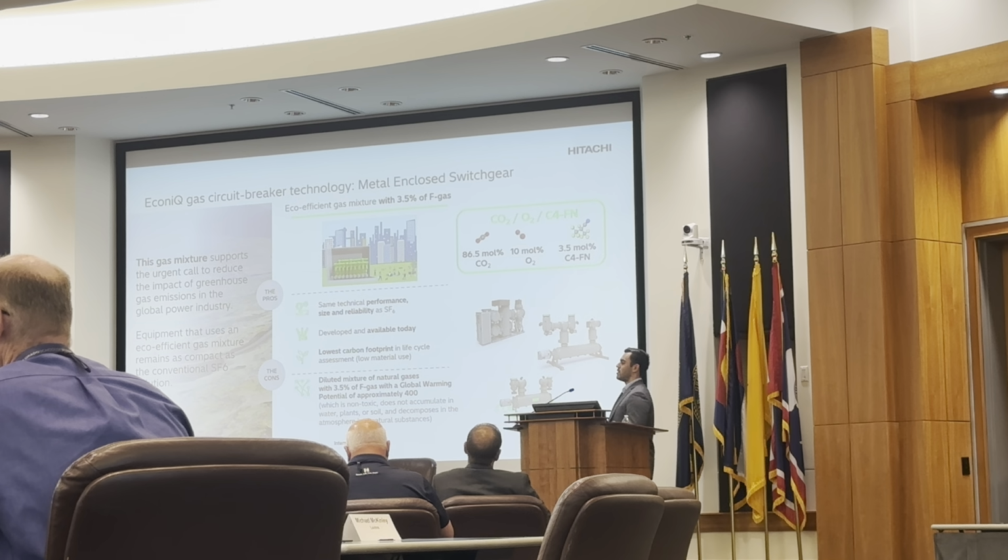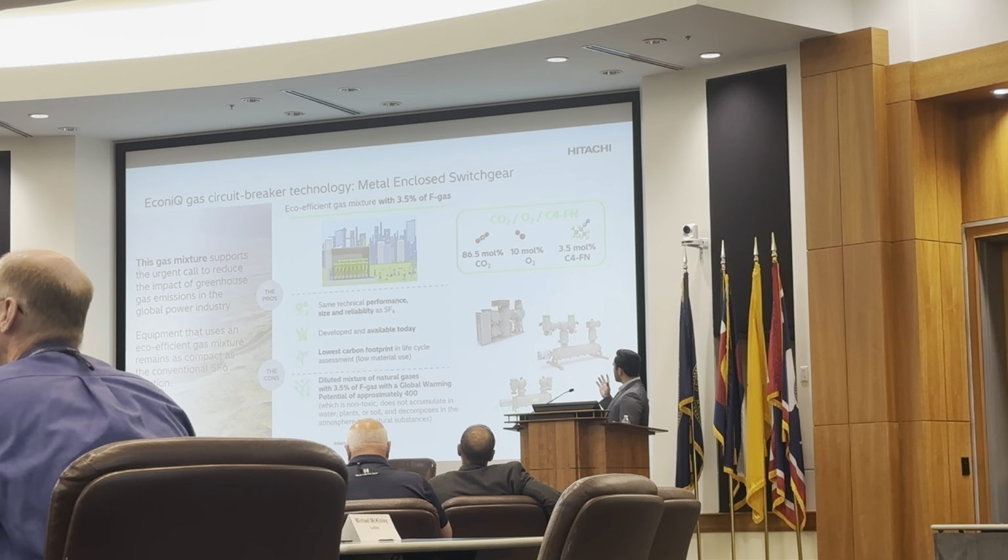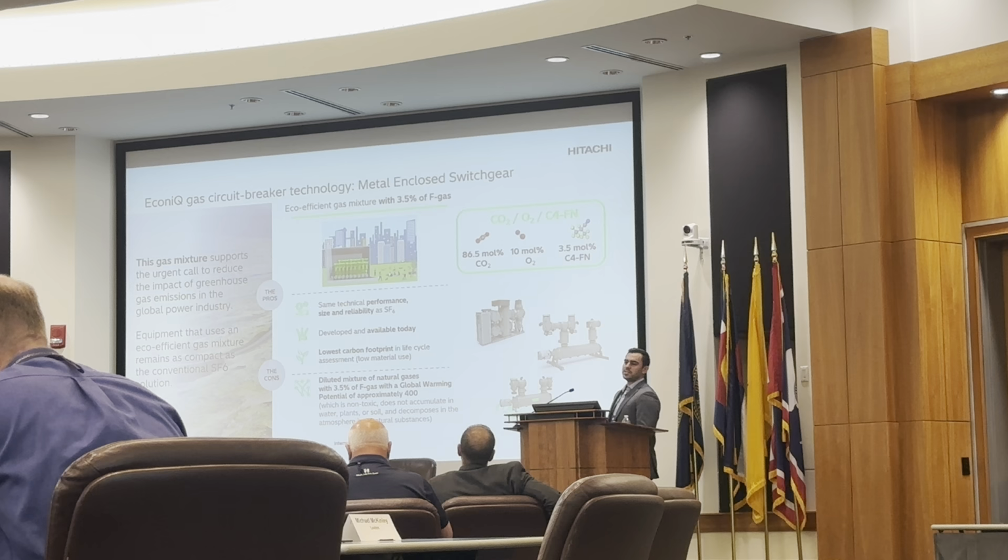This technology also has the lowest carbon footprint in the life cycle compared to the market. The savings of the carbon footprint is going to be in the size of the equipment. We don't have to increase the size, and the size is going to be relatively the same as the SF6. So nothing's going to change there.